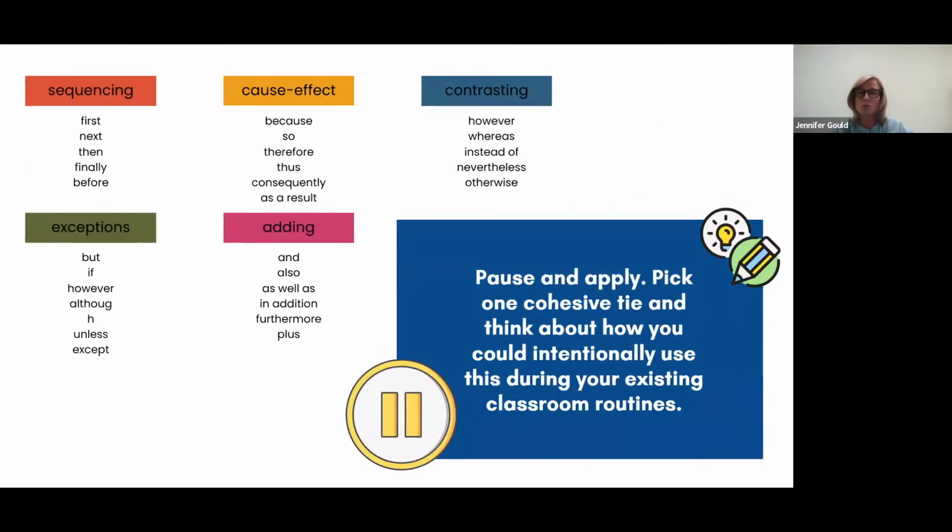In the classroom, we can intentionally model more sophisticated vocabulary and that more sophisticated complexity by using cohesive ties during everyday routines and transitions. So for example, we could say, we're going to finish our math before going to the gym, or the oil spill is causing damage to the immediate ecosystem and consequently harming the marine life. So now it's your turn. We're going to ask you to pick one cohesive tie from the list you see here and think about how you can intentionally use this during your existing classroom routines.